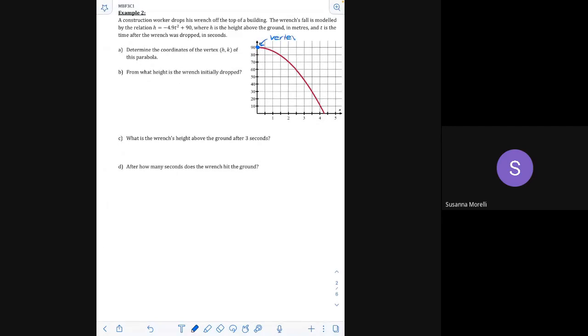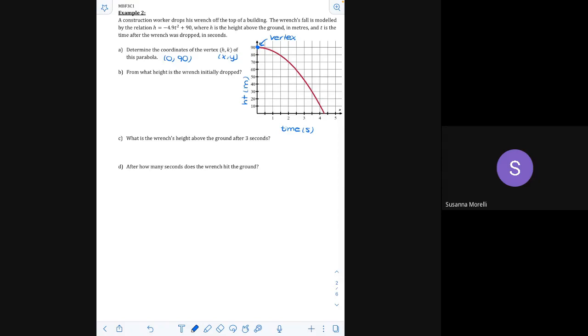That's the vertex. So the point there is 0, 90. Remember, x, y. Okay, so 0, 90. The x-axis is time in seconds, and the y-axis is height in meters.